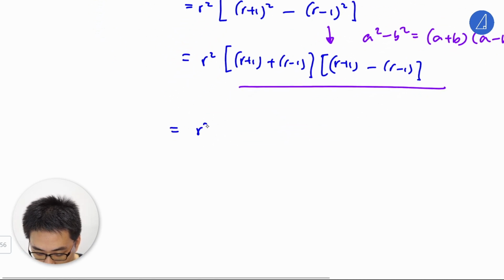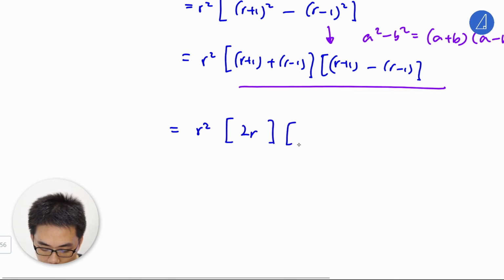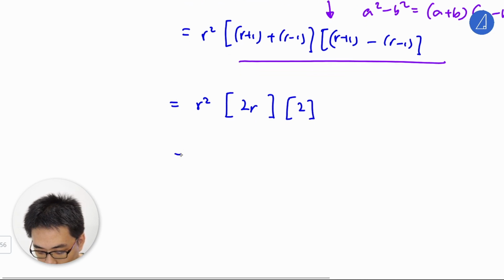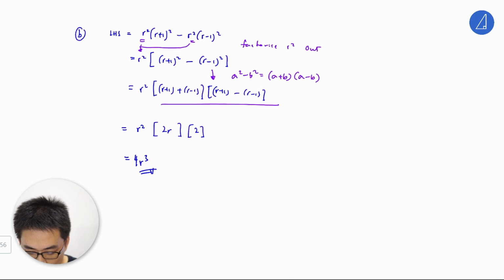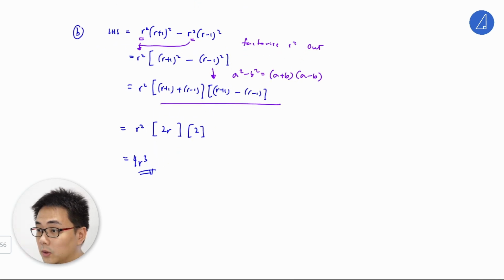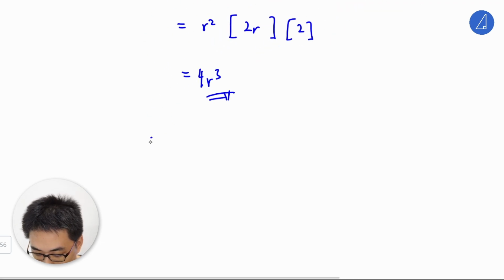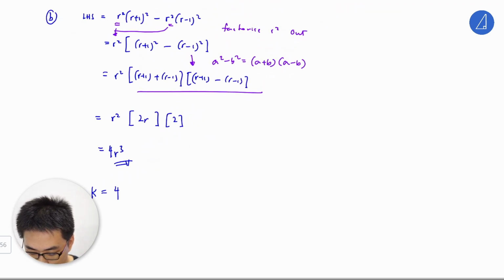That will be r square times r, and that will be 2. So very naturally, this is 4r cubed. Okay, not an issue. So you want k, right? K would be hence 4.